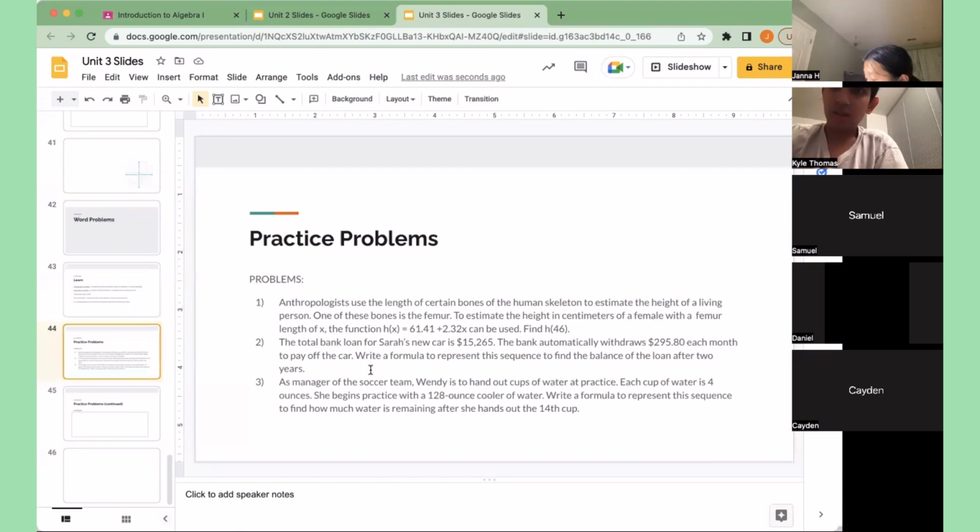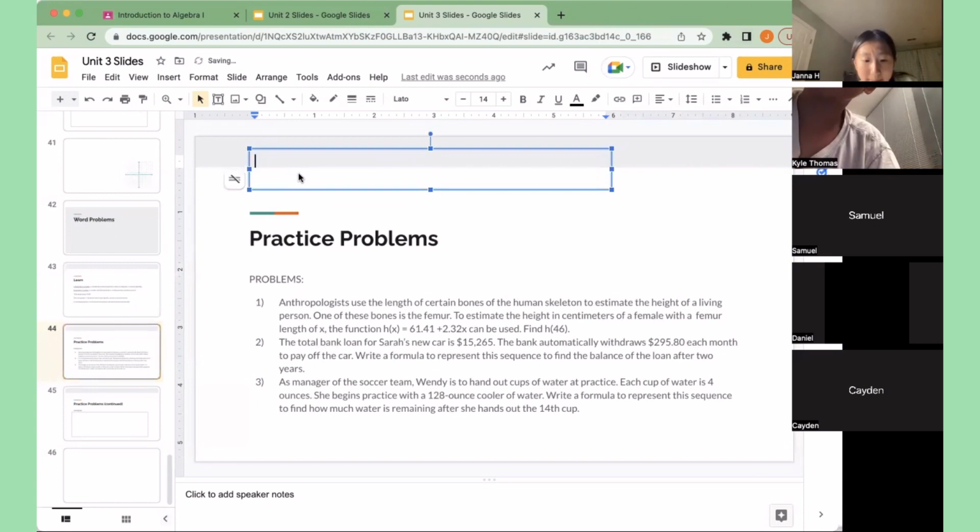So, again, 46 here is replacing x. So you just want to basically replace all the x's in the equation with 46. Let me type this out actually. So you would get h of 46 is equal to 61.41 plus 2.32 times 46.